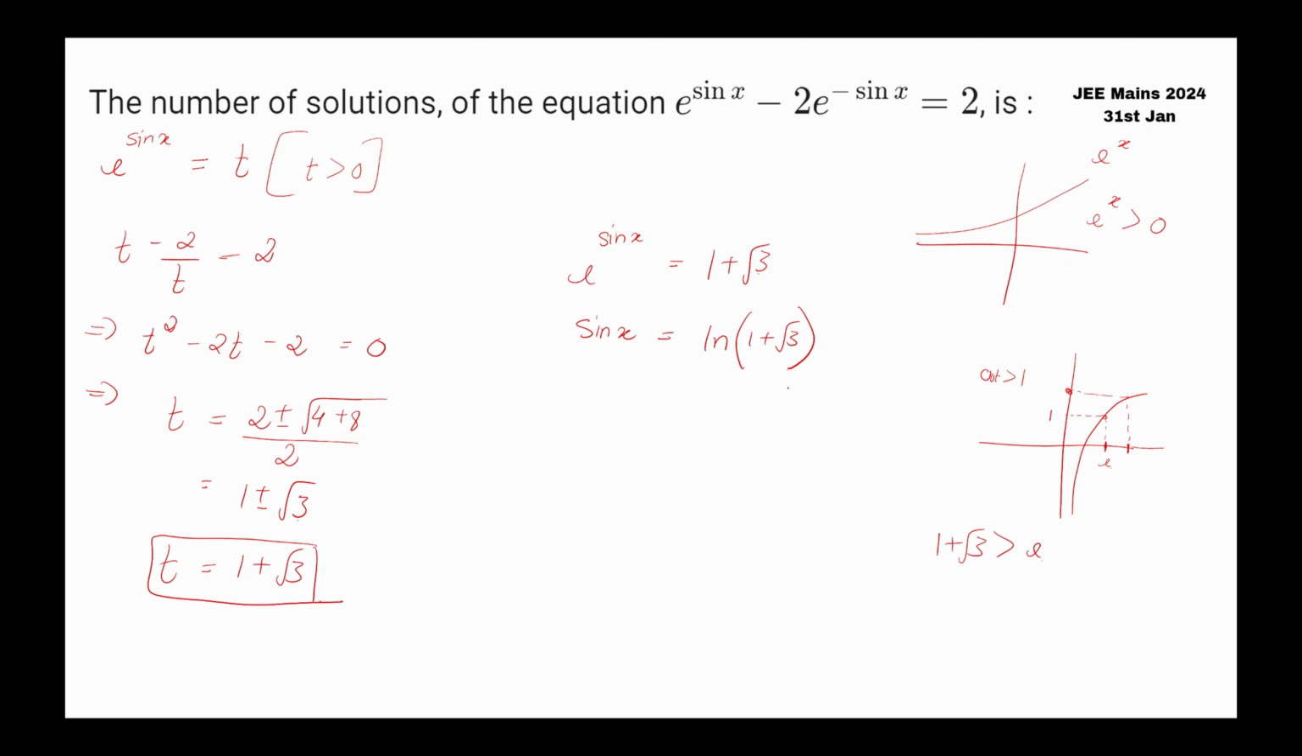If my output is always greater than 1, it cannot be equal to sin x, because sin x ranges from minus 1 to 1, right? So this can never be possible, because this would give us a value greater than 1. That means there are no solutions for this equation. There is no such value of x that will satisfy this equation. So this is how you solve the equation.